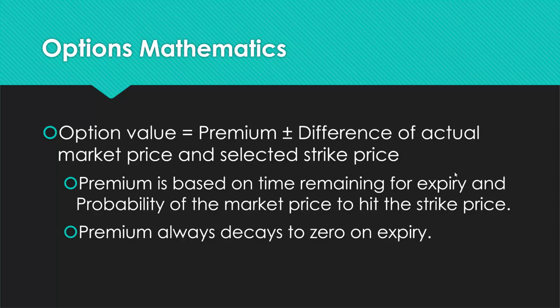The premium included in this option value is based on the time remaining for expiry, and it also includes the probability of the market price hitting the strike price. So the premium included in this option value always decays to zero on the expiry date.